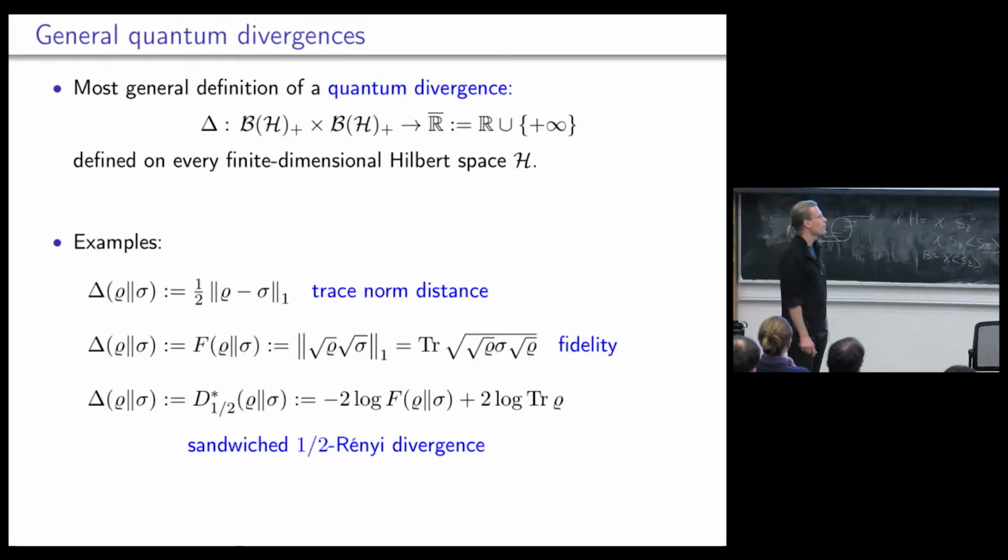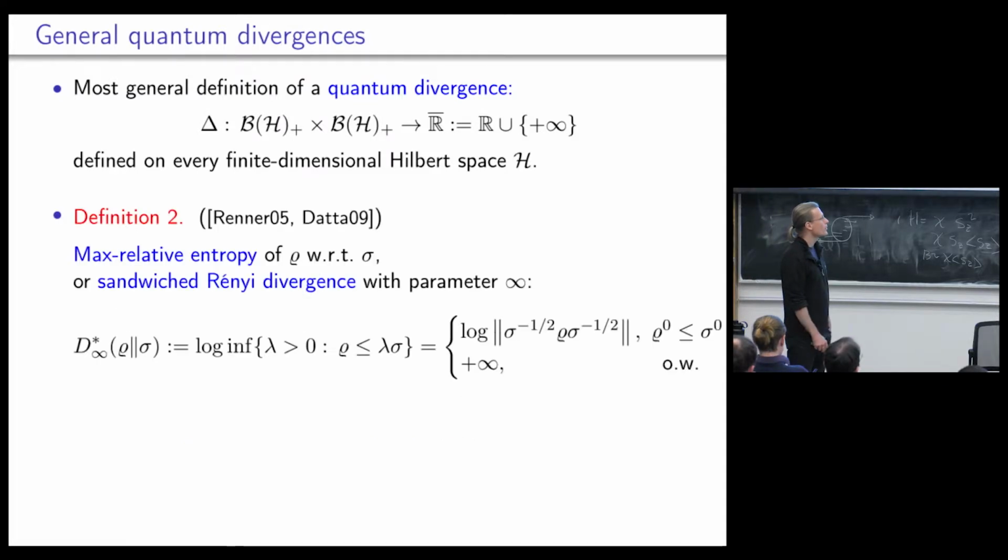And a few examples that you can keep in mind while we are talking about this abstract theory. One that you have certainly seen is the trace norm distance, which is used everywhere in quantum information theory. The other very popular one is the fidelity, which is defined by this formula. And from the fidelity, we define another kind of divergence, which we will call the sandwiched one-half Rényi divergence for reasons that will become clear later. And this is just a simple modification of the fidelity. Okay, and defined this way. So these are basically two examples, 2.5.